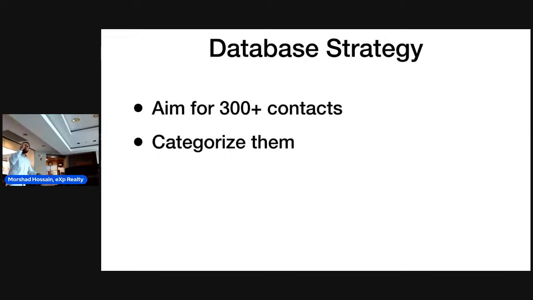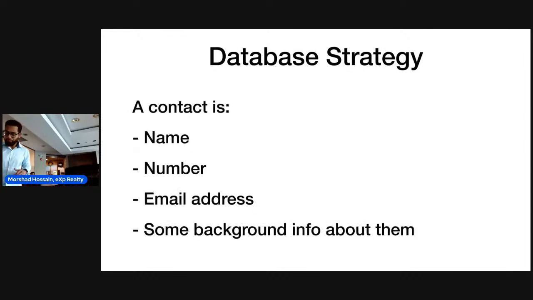So once you get to, I would say, even 200 contacts in your database, and you're strategically marketing to them and staying in touch with them, that's when you're going to see consistent referrals coming in. Prior to that, you're still going to get referrals, but it may not be as consistent, and it may not be as much. So you want to aim to have 300 contacts, and we'll go over what a contact is, and you want to categorize them accordingly.